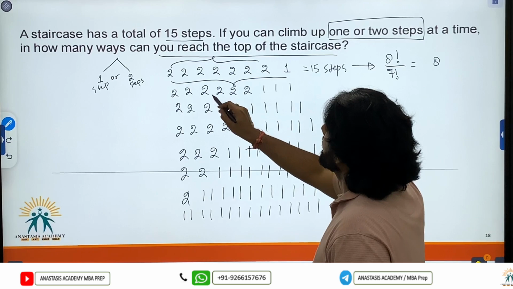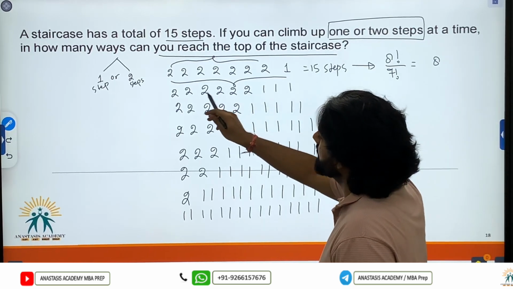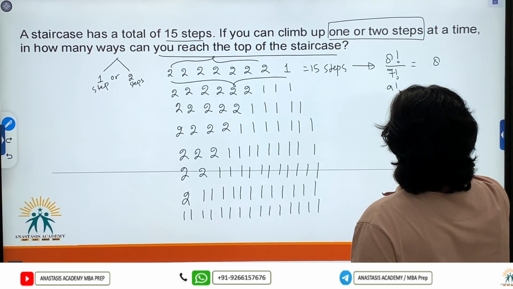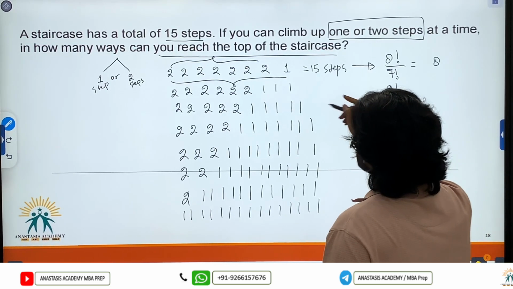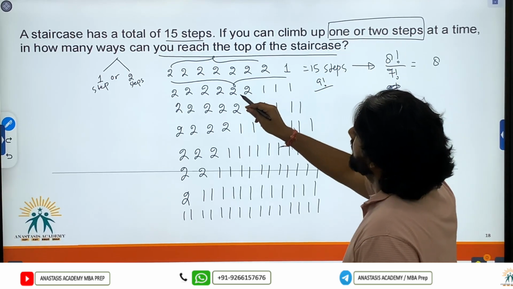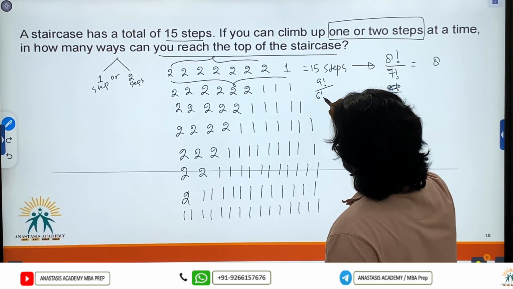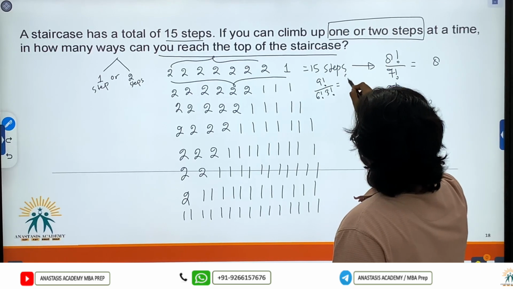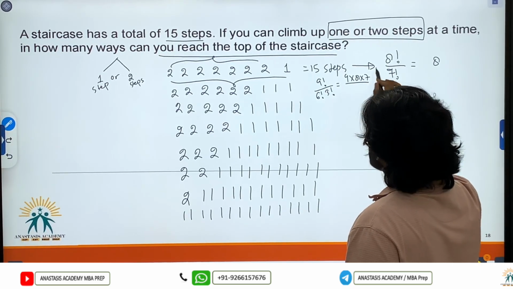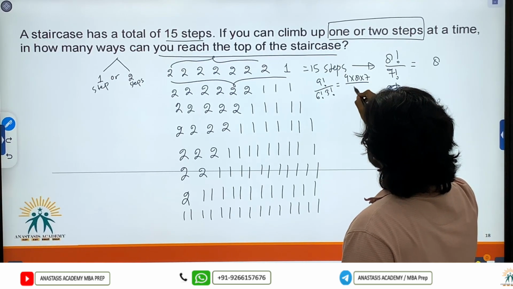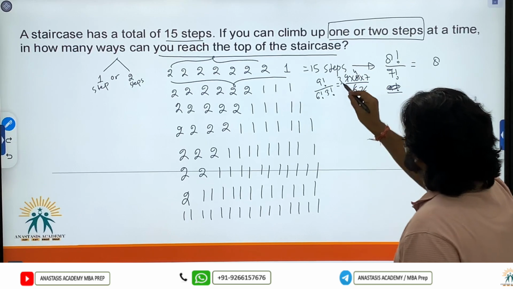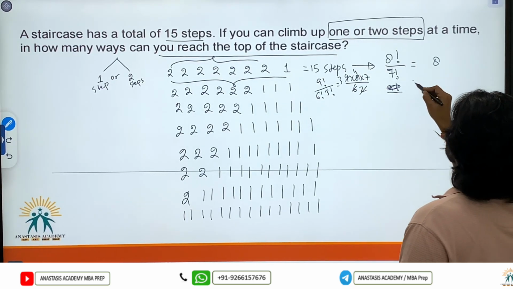Now, the number of ways of arranging these objects: how many objects are there? 6 and 3, 9. So 9 factorial upon 6 factorial and 3 factorial, since 6 are of one type and 3 are of one type. How much will this be? 9, 8, 7 divided by 3 factorial, which is 6, so 3 times 2 times 4 times 7 gives 84, right?